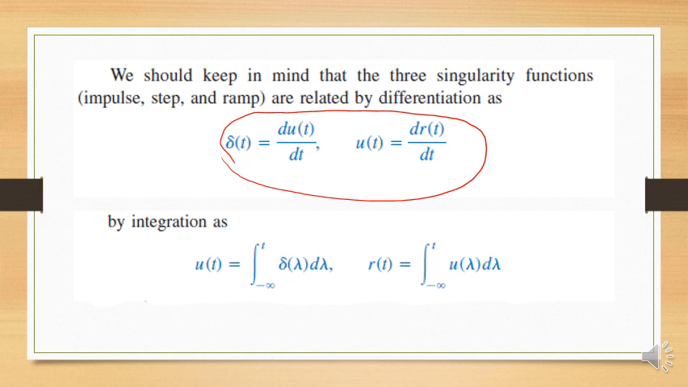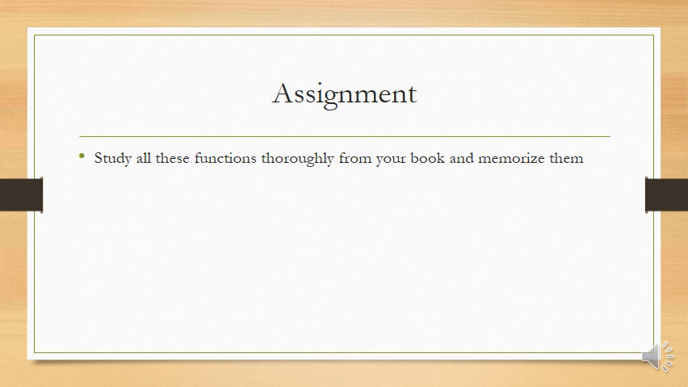If you do the opposite, if you integrate the impulse function, you get the unit step function, right? You have to memorize all the formulas, especially their relationships: which one is the other's derivative, which one is the other's integral. You have to know all the relationships among them. What is the relationship between the unit step function and the unit impulse function, and between the unit step function and the unit ramp function? Similar is the case with the other two, right?